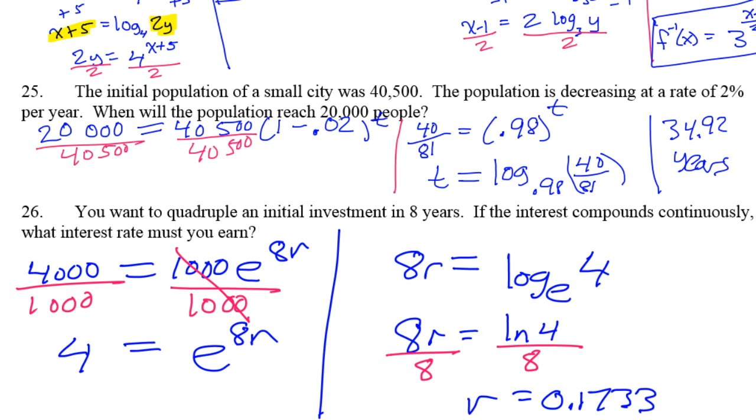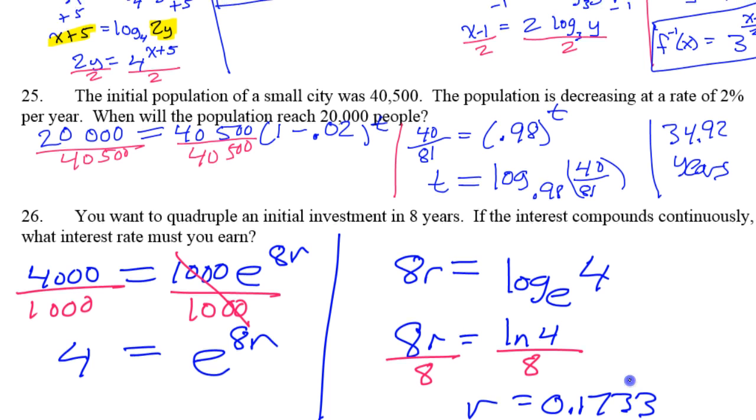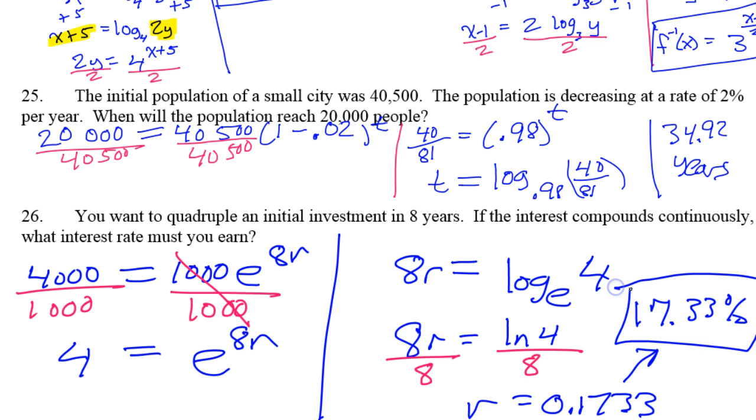The reason why I put that many decimals is because we don't leave it like this. The rate we convert over to a percent. After we convert it to a percent, I still want to have 2 decimal places left. So what will this be as a percent? 17.33%. That's the rate we would need to quadruple our money in 8 years.